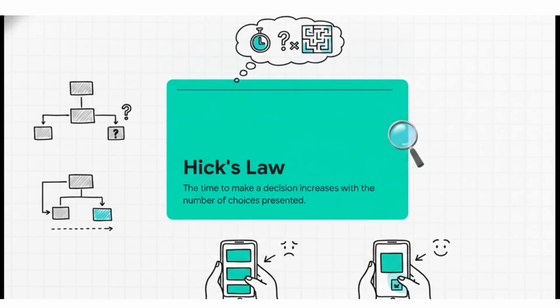Then, we have the rule of simplicity, which is perfectly captured by Hick's law. This law basically states that the time it takes for a user to make a decision goes up with every single additional choice you give them. It makes sense, right? To combat that kind of analysis paralysis, designers use this brilliant strategy called progressive disclosure. They basically hide all those complex secondary options until the exact second the user actually needs them.